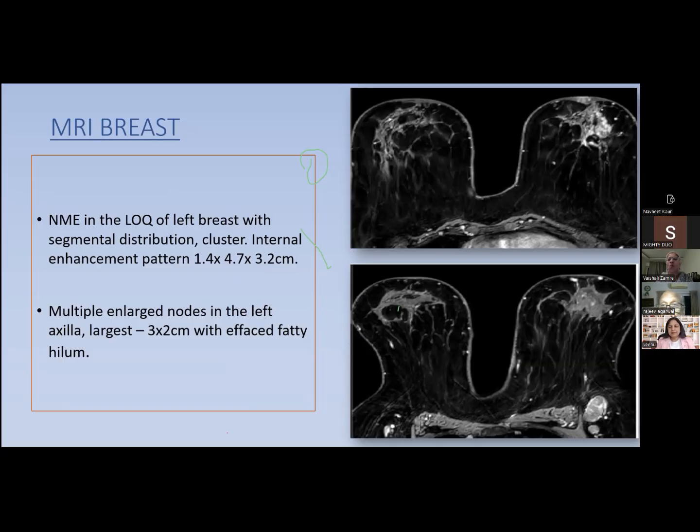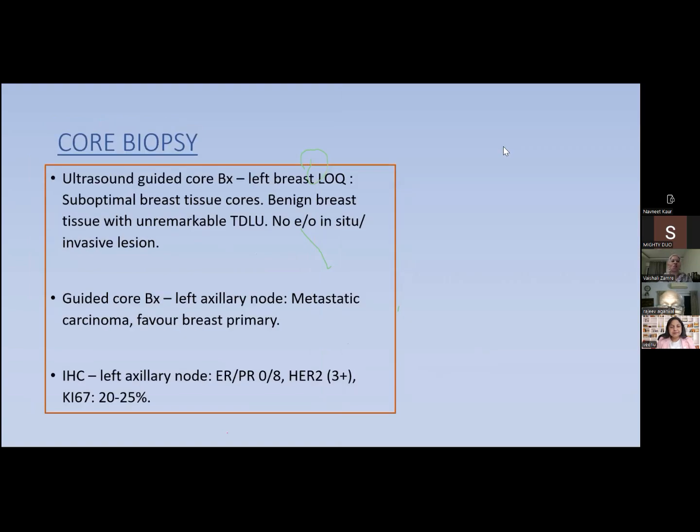What was the core biopsy report like? What all information did we have on core biopsy? The report was benign breast tissue. It depends actually on the expertise of the sonologist. Is it a resident? Is it a fellow? Is it a consultant? Is it a junior consultant? Ultrasound is a very operator dependent investigation, so it is not reproducible.